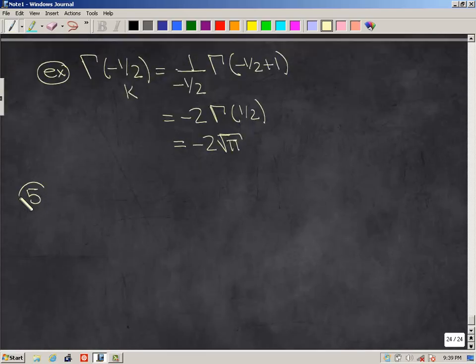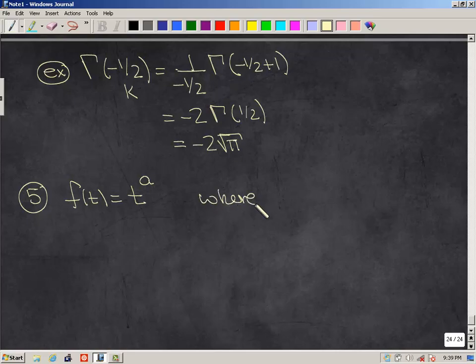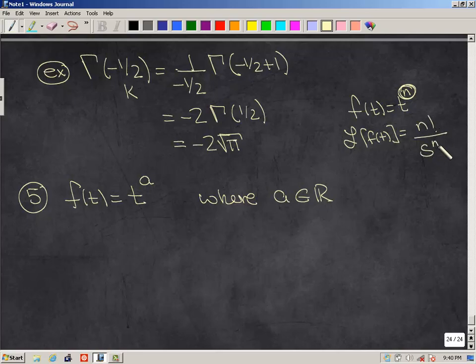So let's take a look at property 5. Let's say that I give you this function, f of t is equal to t to the a. Now a can be anything over here, where a is a real number. Now keep in mind, if f of t was t to the n, where n is an integer, then I know the Laplace transform of that. If you recall, what is it? It's n factorial over s to the n plus 1. But now we are saying we don't have an integer there. We have just some number. A can be anything. So what is that?